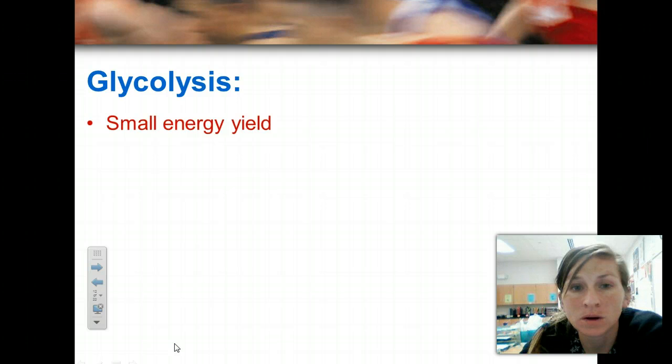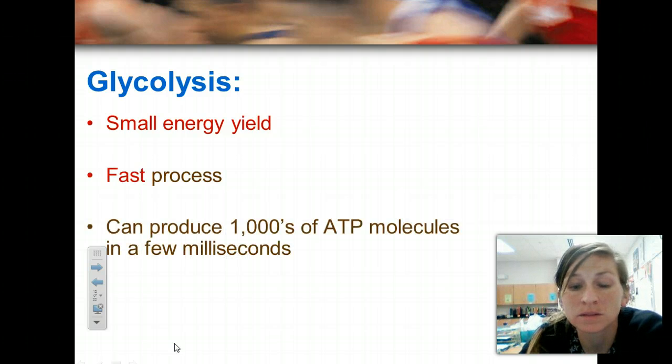So, overview of glycolysis. There is a small energy yield. It is a fast process. It can produce thousands of ATP molecules in a few milliseconds. And it does not require oxygen.